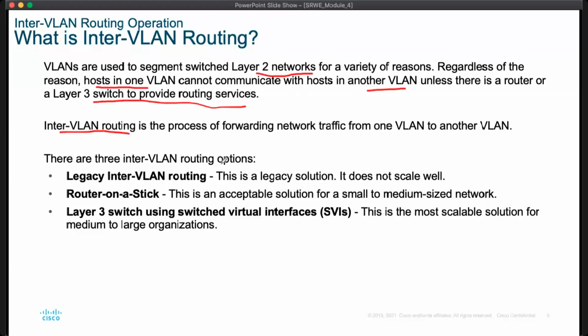There are 3 inter-VLAN routing options. First, legacy inter-VLAN routing. Second, router on a stick. Third, layer 3 switch using switch virtual interface, or SVI.